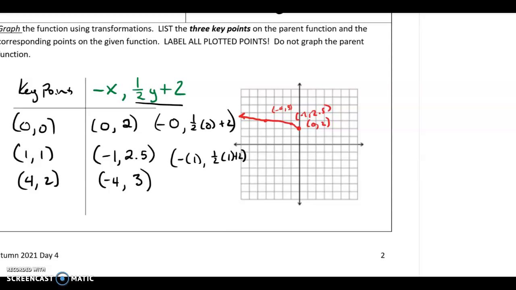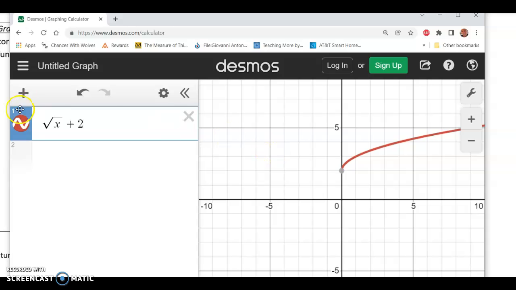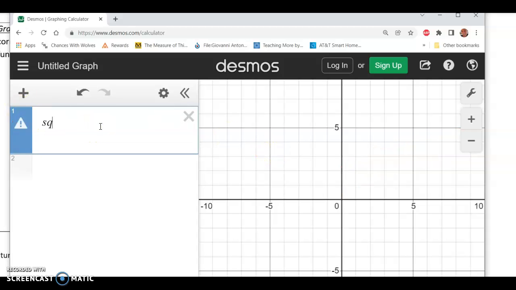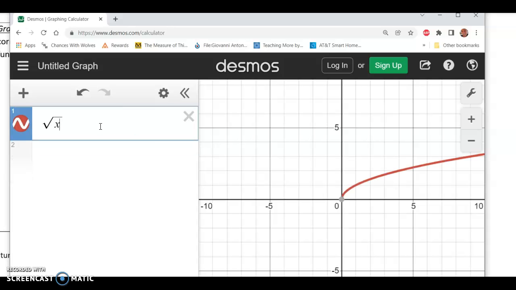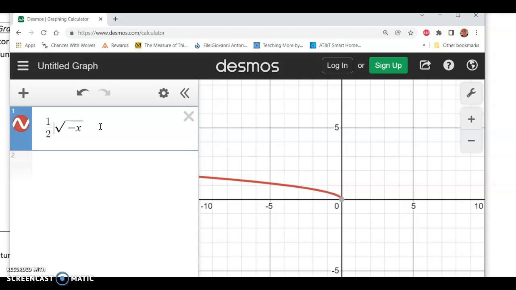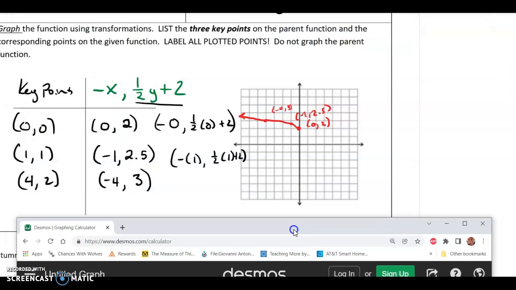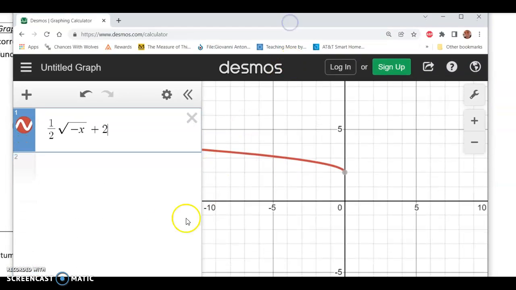I know this video is running long, so I'm going to just show you that. So check this out. What we did is we take our square root, we flip it over, we compress it, and then we shift it up too. And you can see that this graph looks a lot like the one I have right there. So that's the process. I know it takes a little bit of time, but I think you'll get this down as we continue to practice this.